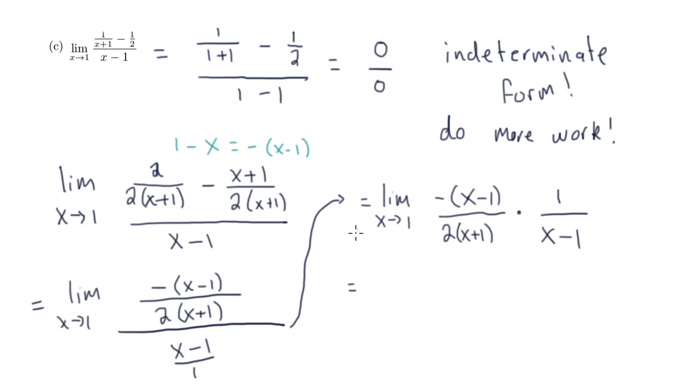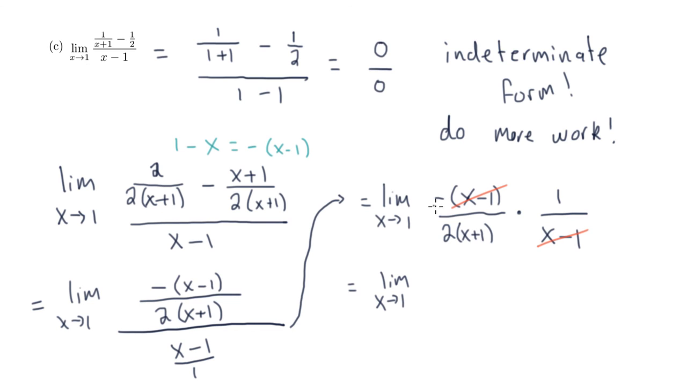But same old story. We're taking the limit as x approaches 1, so we can assume that x minus 1 is not equal to 0. And you see now why I wrote 1 minus x as minus x minus 1, because these x minus 1's are going to cancel. And what are we left with? Hopefully something that we can just take the limit of by plugging in.